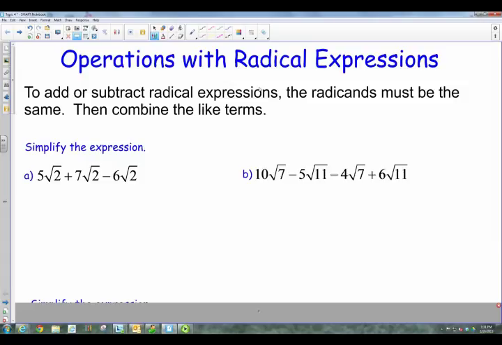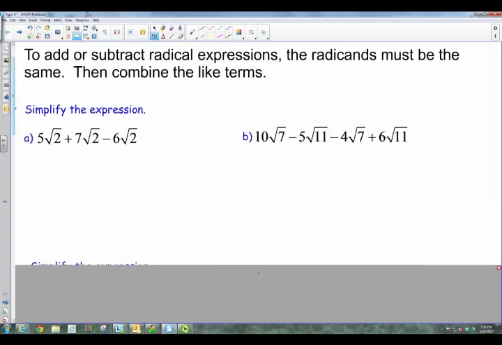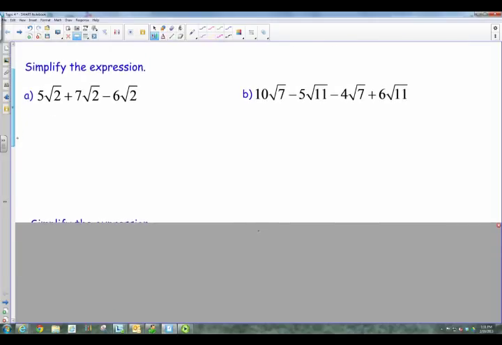Okay, so the first one is adding and subtracting. To add and subtract radical expressions, the radicands must be the same. Now the radicand is the number underneath the radical sign. And if those radicands are the same, you combine the like terms. So you think of them just like variables.